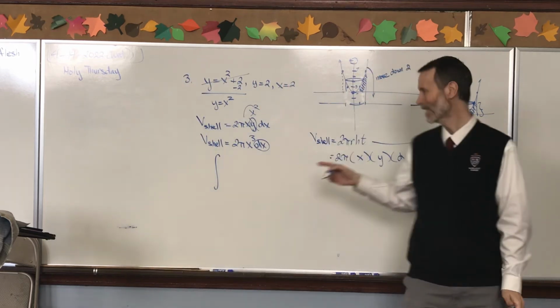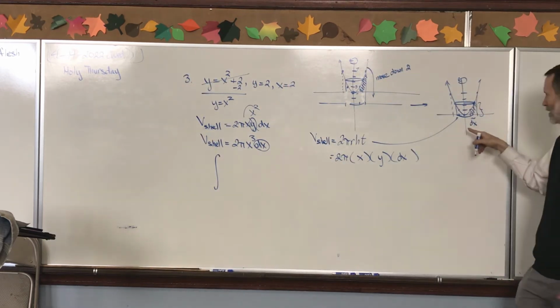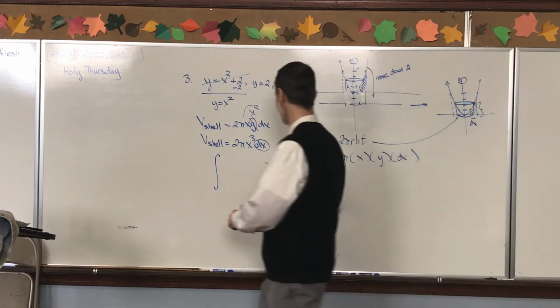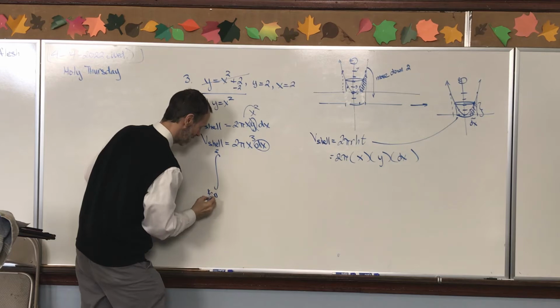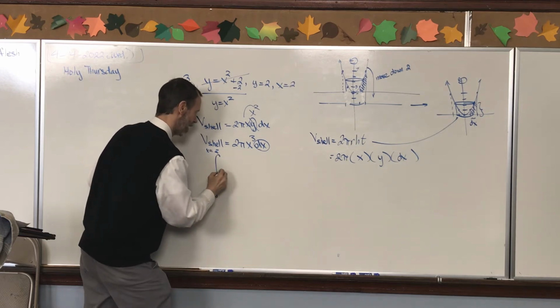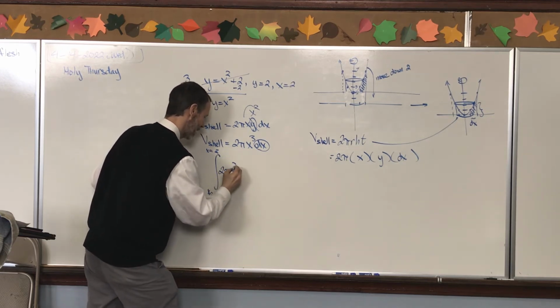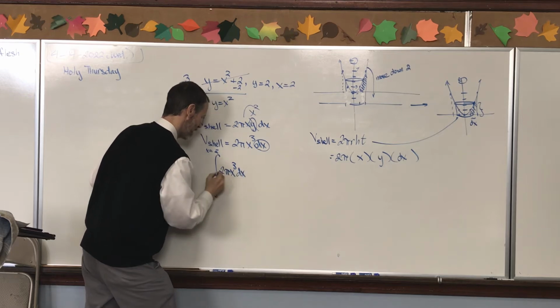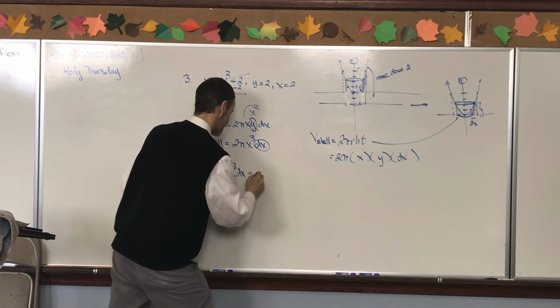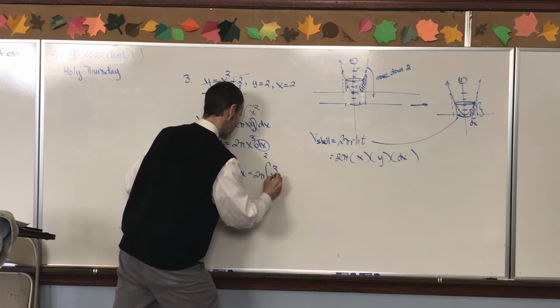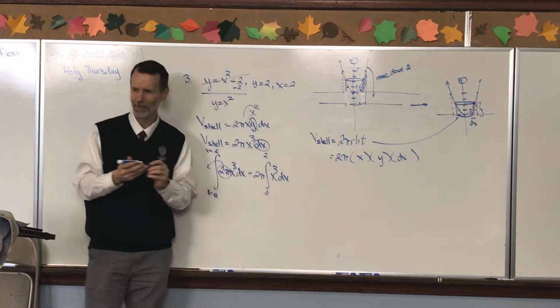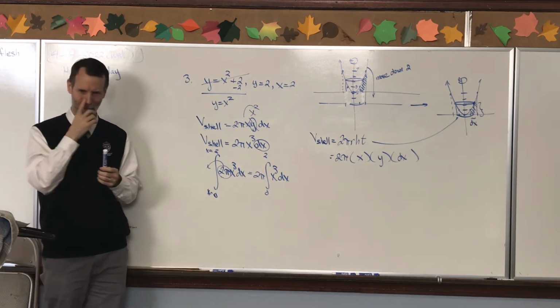If it's dy, then you would have used the 0 to 4. But in this case, it's from what to what? 0 to 2. Exactly. From 0 to 2. x equals 0 to x equals 2 of 2 pi x cubed dx. I'm going to pull the 2 pi out front. The integral from 0 to 2 of x cubed dx. Let me stop there and make sure everybody understands what we just did.